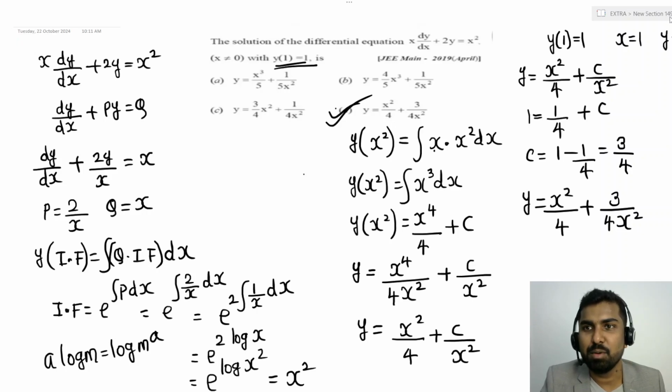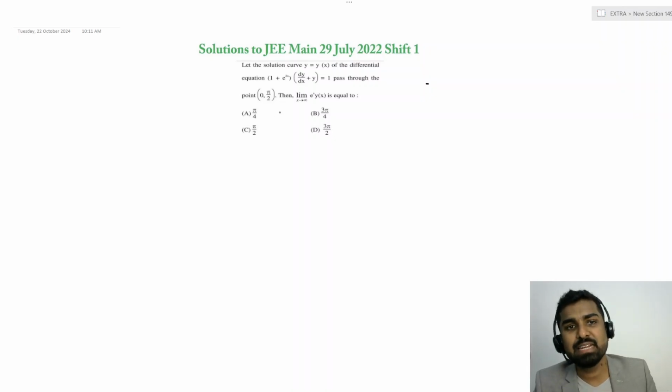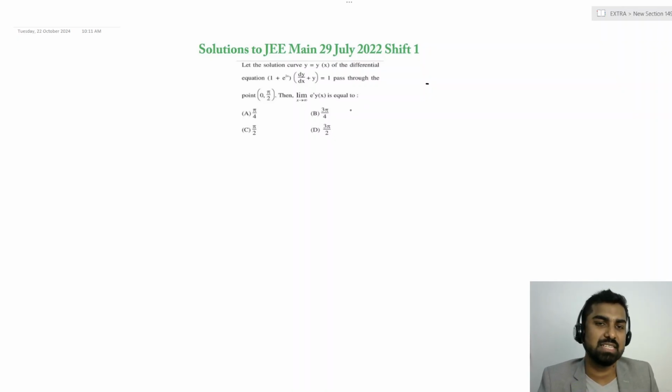Now, for boosting your confidence, let's go for one more question. This is also a previous year JEE Mains question. Let me read the question first, then we can go for the solving part. Let the solution curve y equal to y of x of the differential equation 1 plus e power 2x into dy by dx plus y equal to 1 pass through the point 0, pi by 2. Then the limit as x tends to infinity of e power x into y of x is equal to.